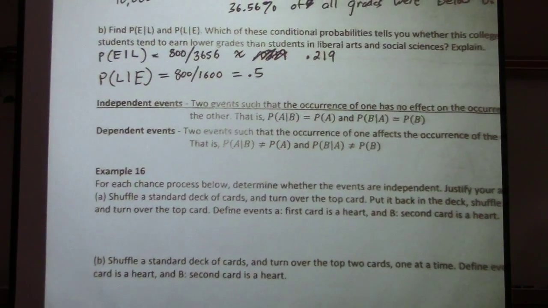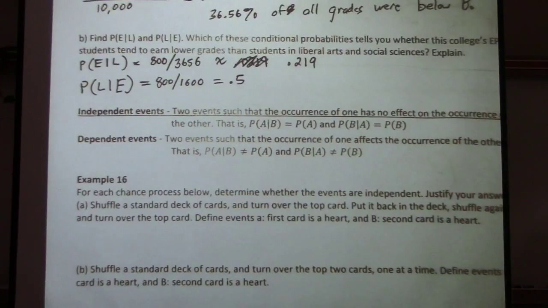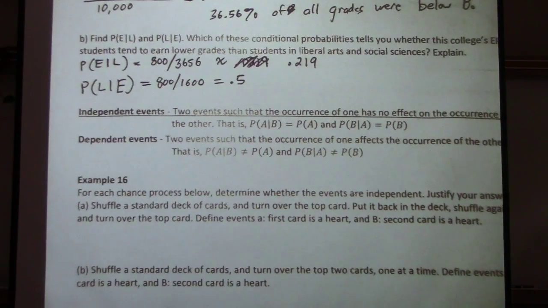Now the next question says, which of these conditional probabilities tells us whether this college's engineering and physical science students tend to earn lower grades than students in liberal arts and social studies?